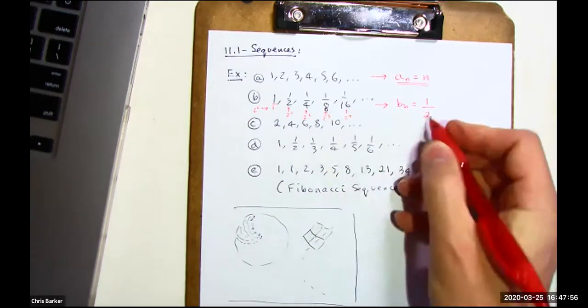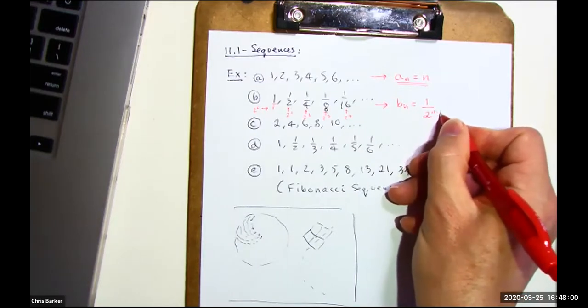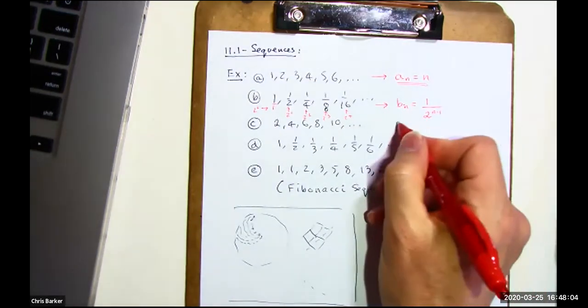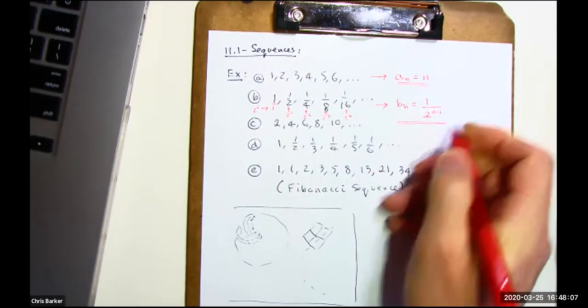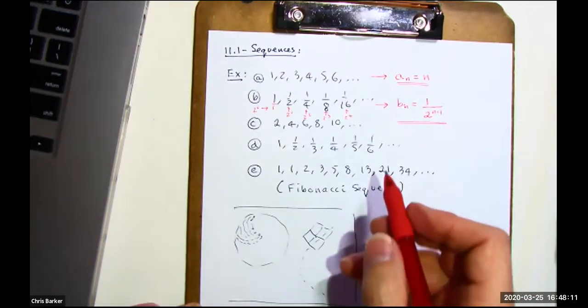So when we're on the nth term, what's our power? N minus 1. Yes, n minus 1. Exactly. And so we have a formula for that sequence now. All right. Are there any questions about those so far? All right, I'm running out of space there.